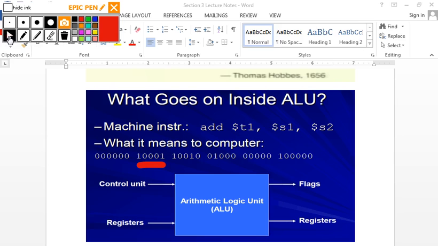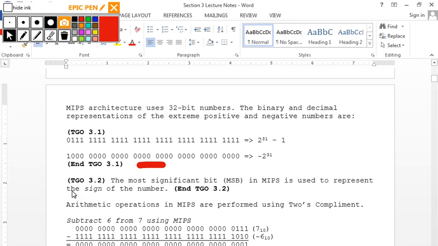Yes? Why is it x86 if it's a 32-bit system? This is not x86. This is MIPS. Right. What does that mean? MIPS is a reduced instruction set computer that we're going to be talking about in this course. Okay, so x86 is different. Yeah. x86 is different entirely.